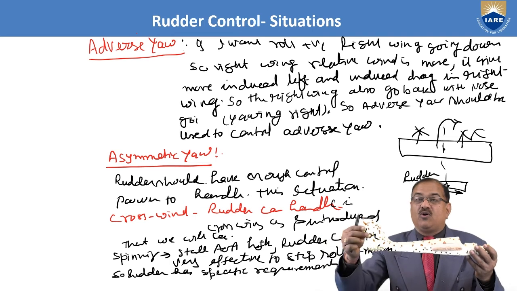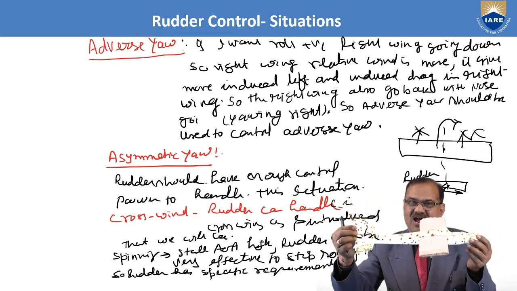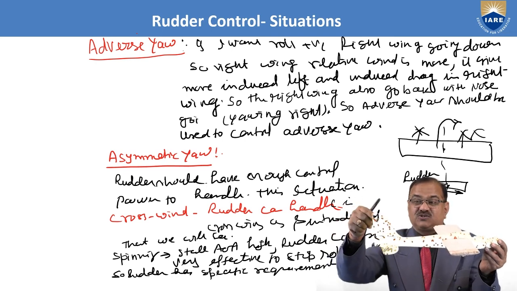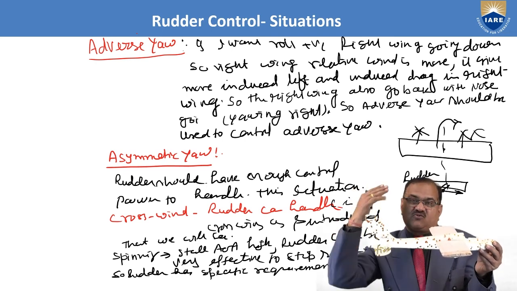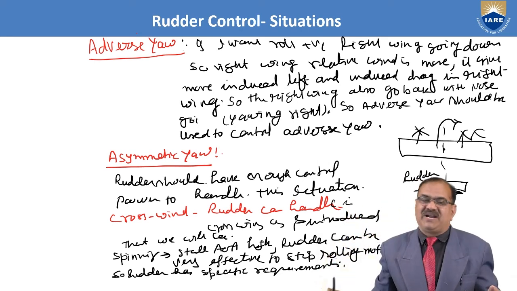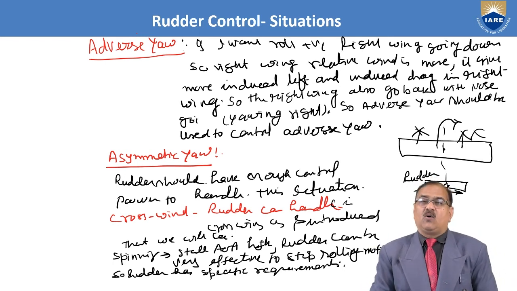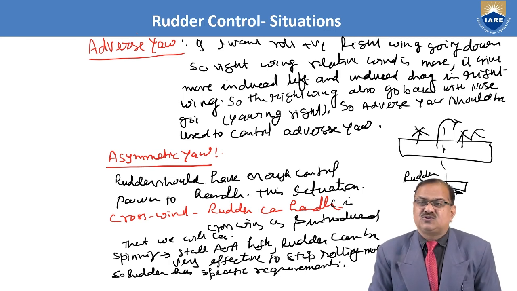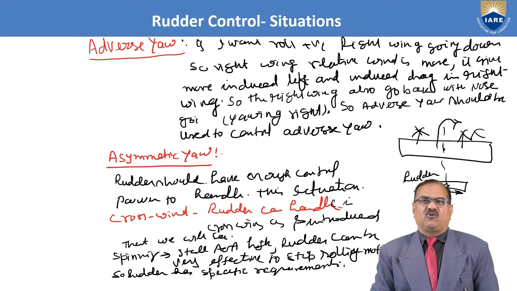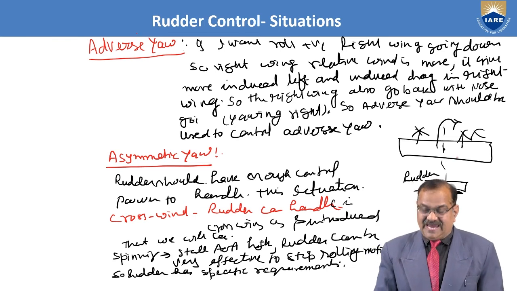So we have to make some arrangement in the rudder so that whenever you are rolling the aircraft, your rudder should go left. If the rudder is going left, it will try to pull the nose left and the aircraft will maintain the same direction. Now, what is asymmetric yaw? The rudder should have more control power to handle this situation.